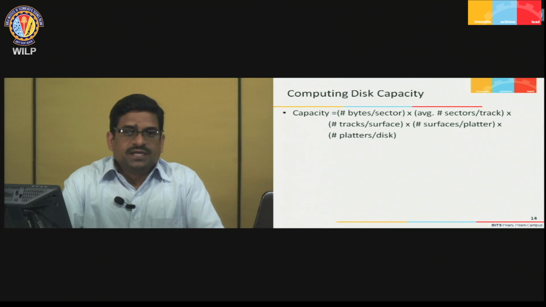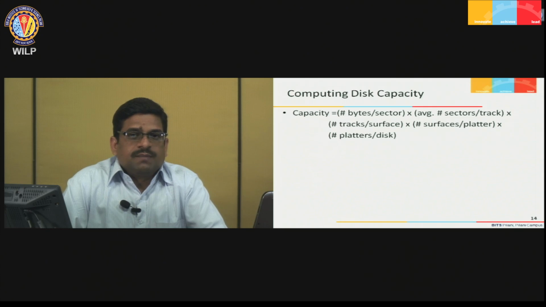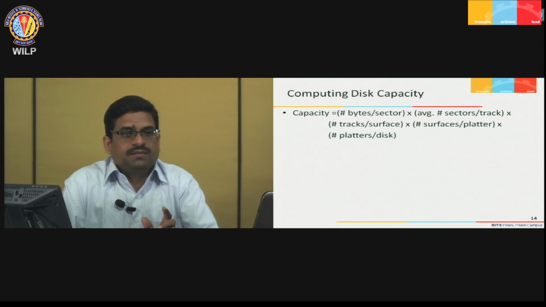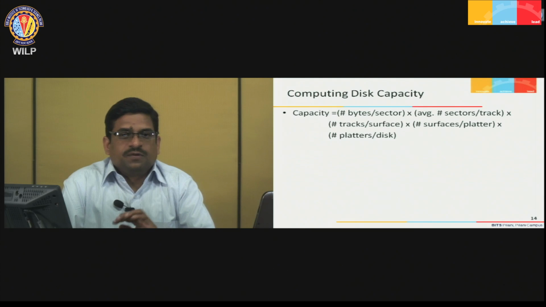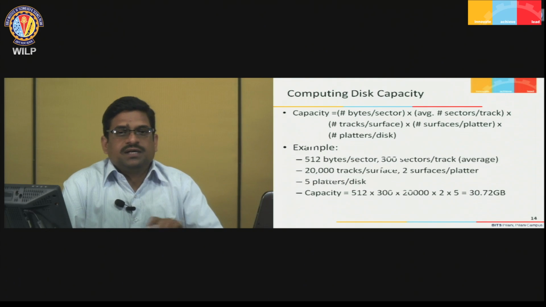Now, how to compute the disk capacity? For that, the formula for the capacity is the number of bytes per sector multiplied by the average number of sectors per track, multiplied by the number of tracks per surface, multiplied by the number of surfaces per platter, and then finally multiplied by the platters per disk. One disk can have multiple platters. So, if you multiply all these things, then you will get the total capacity of the disk.